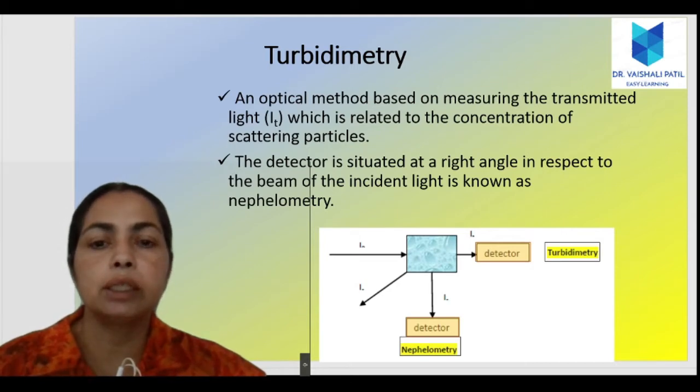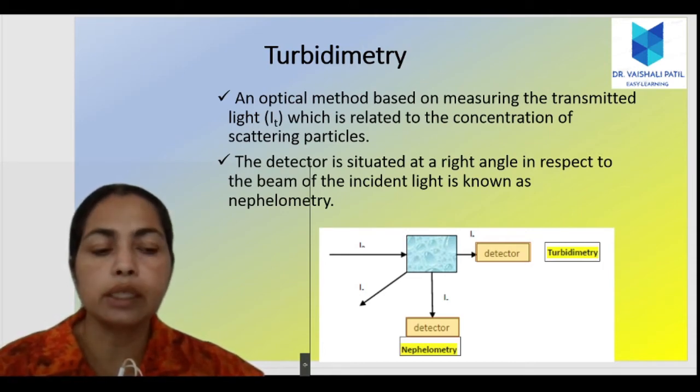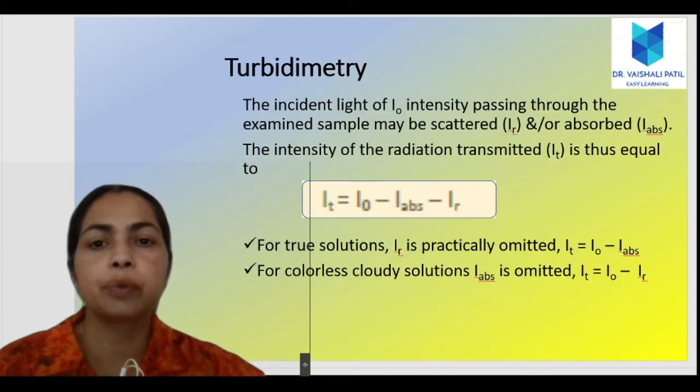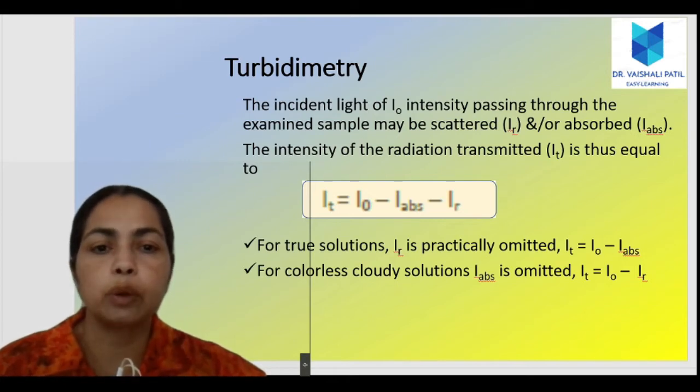Now the detector in case of nephelometry is placed at right angle to the source of the beam, while in case of turbidimetry it is placed in the same path. That is the basic difference between these two instruments. If we look further at how the intensity of the transmitted radiation is measured, this formula is used, where the intensity of the incident light is used, and from that the intensity of the absorbed light and the intensity of the scattered light is removed.